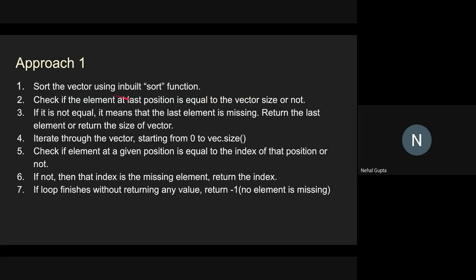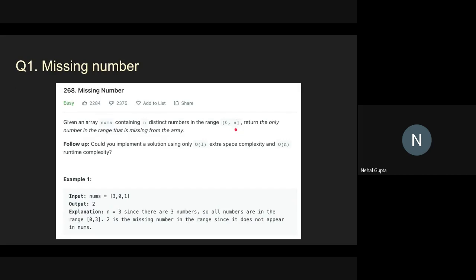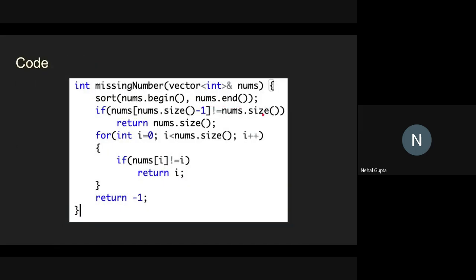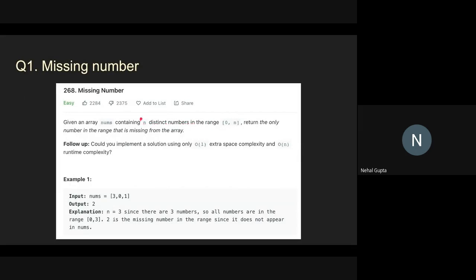So now we implement the check that I told you about in points 2 and 3. You check if the element at the last position is equal to the size or not. As I told you, the element at the last position should be equal to the size of the vector. If it is not equal, then the last element is missing and we simply return nums.size, which in this case is 3. So we just return 3 here in case 3 was missing.